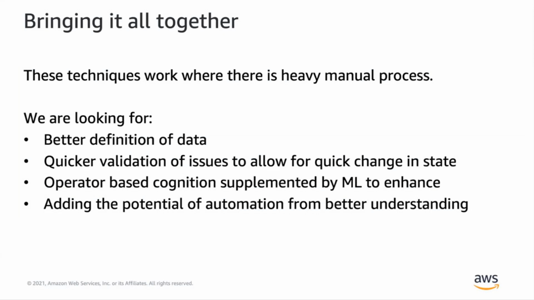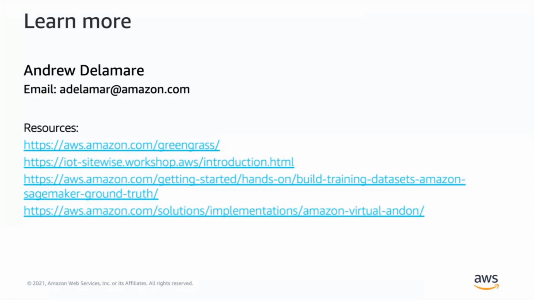So I've put together a few things here around that. We've got our Virtual Andon, we've got our Sitewise workshop, which is a great workshop which one of my colleagues has built. You also need to look at training data sets in SageMaker Ground Truth and have a look at how that works. And then we've got our Virtual Andon implementation as well. So, that's brilliant. Please have a look at those when you get some time.